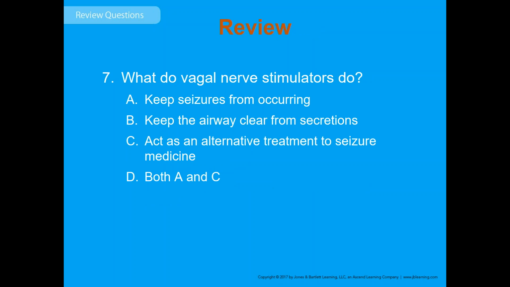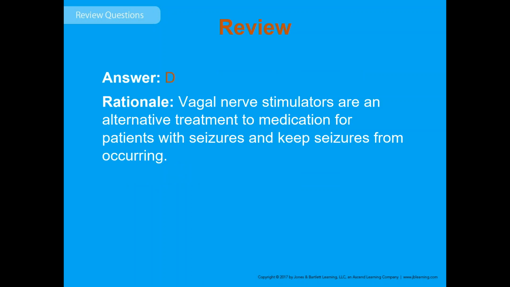All right, what do vagal nerve stimulators do? Sir, we talked about that vagal nerve. When we vagal down, we might pass out because our heart rate goes down. Again, when we talked about this here, it's for the seizures, both to try and keep them from happening or as an alternative to medication for seizures.